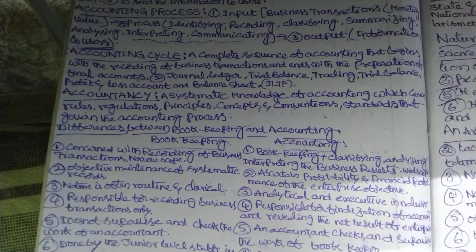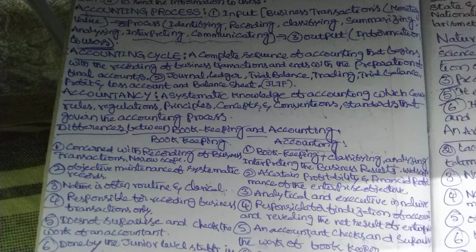a complete sequence of accounting that begins with the recording of business transactions and ends with the preparation of final accounts is known as the accounting cycle from beginning to end. That is, it's a complete sequence. It is like a cycle, it rotates. So, a complete sequence of accounting that begins from the recording of business transactions and ends with the preparation of final accounts is known as accounting cycle.